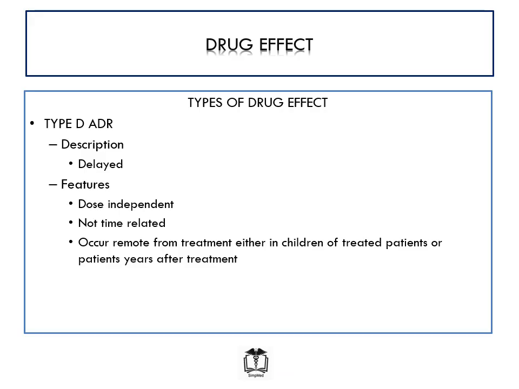The type D adverse drug reaction is described as a delayed type of reaction. The type D adverse drug reaction is dose independent and not time related. This is completely different from what we talked about in type C. Type C typically is dose dependent or due to dose accumulation, and time related. The reason why we say type D is not time related is because this type of reaction tends to occur after the treatment has occurred already.